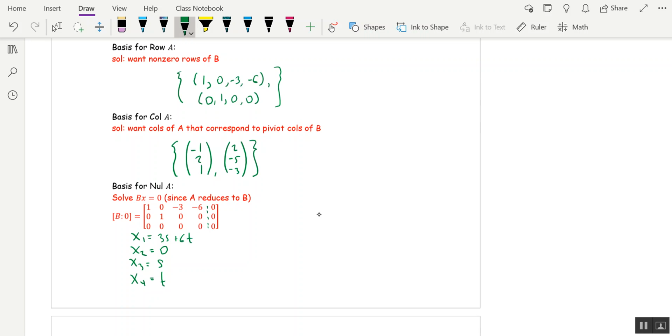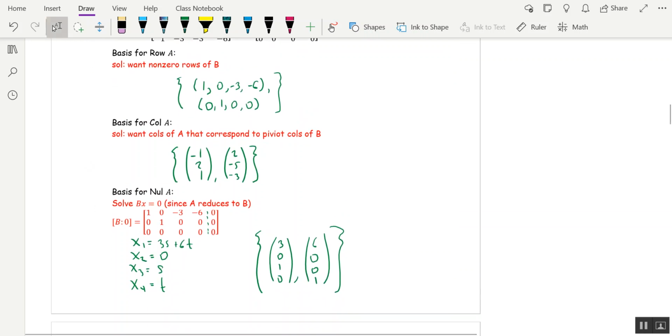So a basis for null A is, I want an s vector and a t vector. I'll do the s's first: (3, 0, 1, 0). My t vector is (6, 0, 0, 1). And notice rank plus nullity is 4. The number of columns in A is 4. The rank is the dimension of col A, and the nullity is the dimension of null A. So 2 plus 2 is 4.